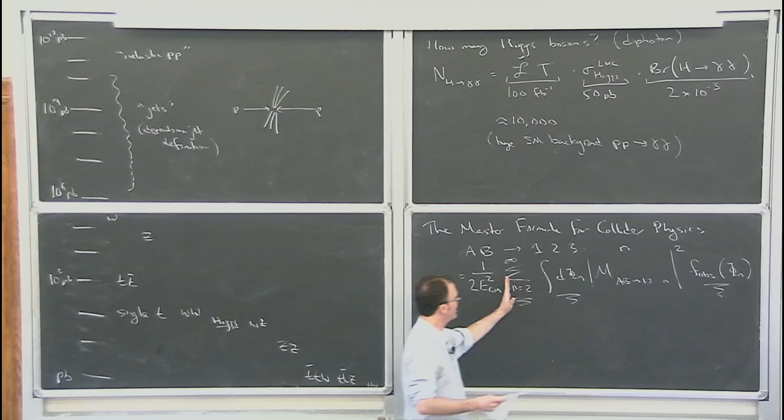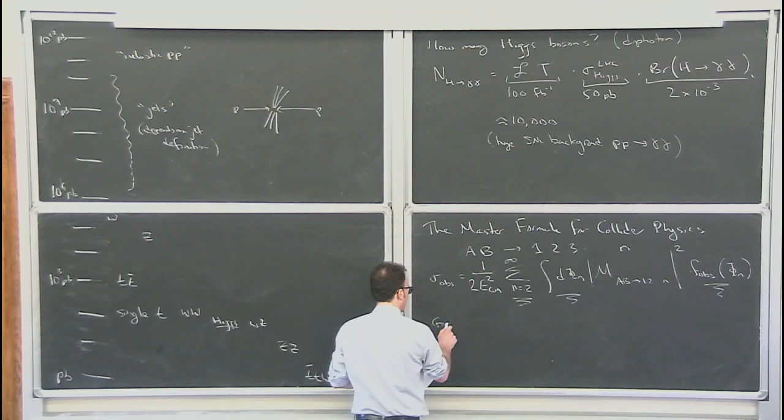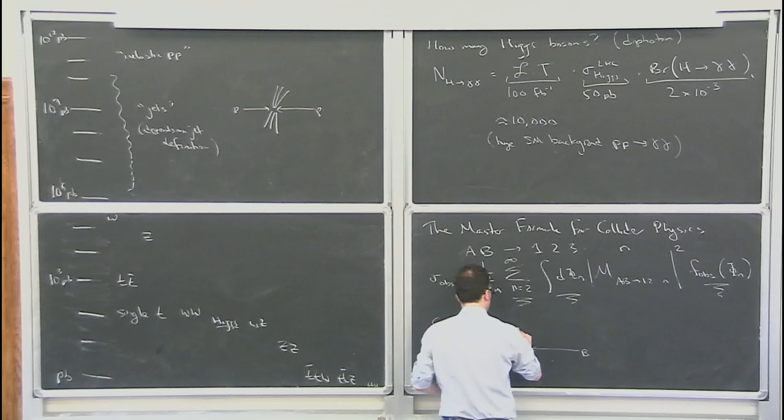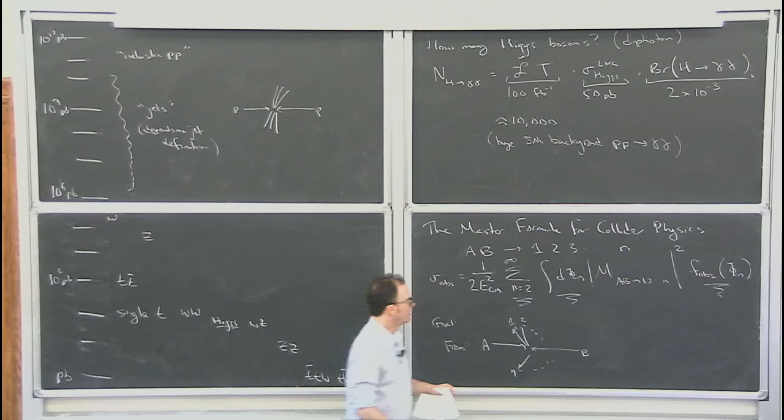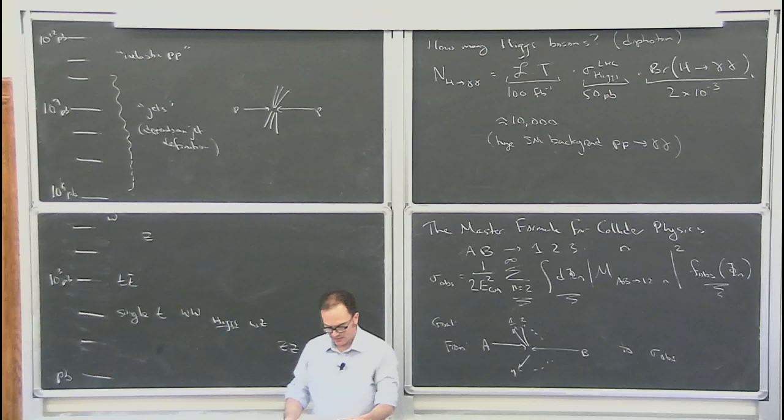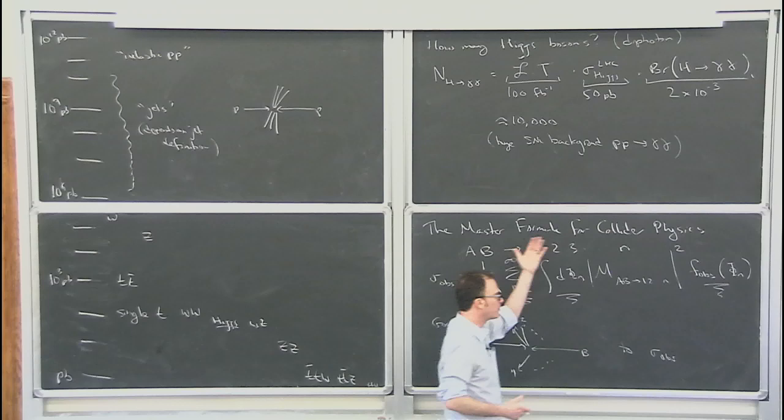And again, what is our goal in collider physics? Our goal is we have A, B coming in, and now 1, 2, N coming out. And we want to go from this. This is the type of information that I would gain when I'm doing a measurement, to an estimate or a calculation of that cross-section. That's kind of the master formula that we're using for collider physics, and everything else that's going to happen in these lectures will descend in one way or another from this master formula.